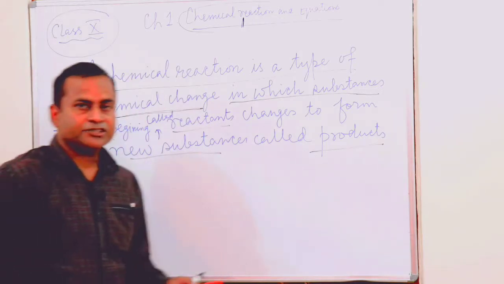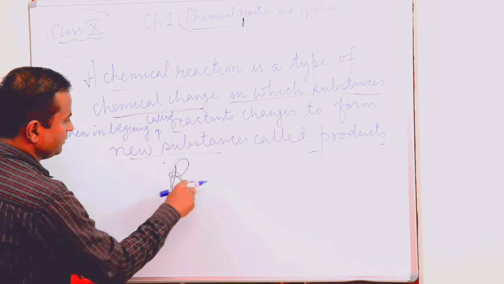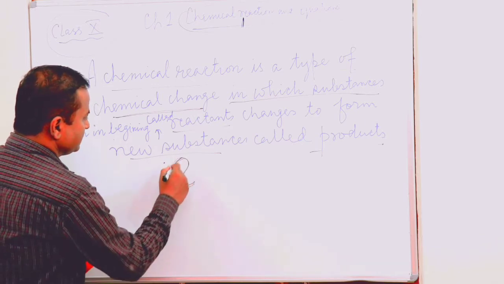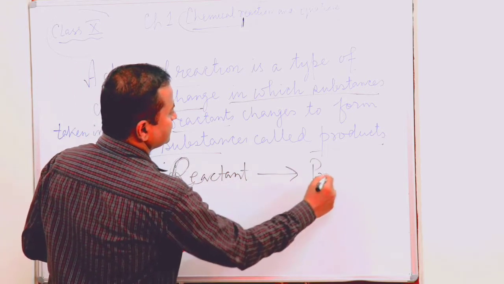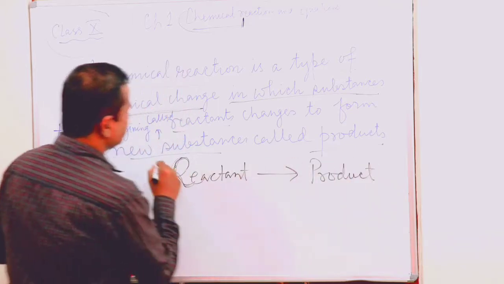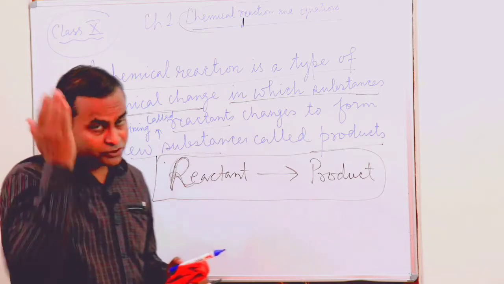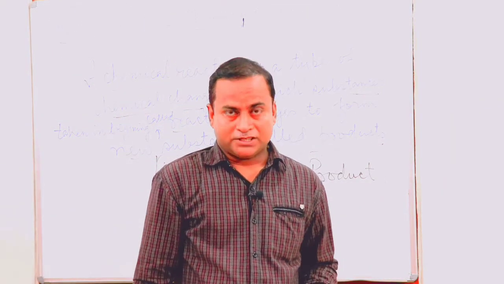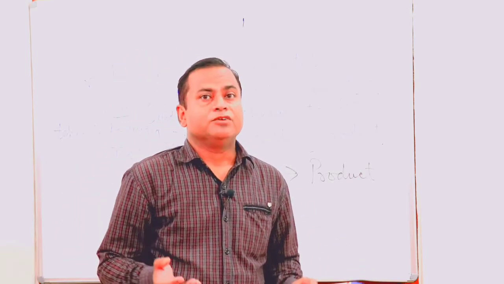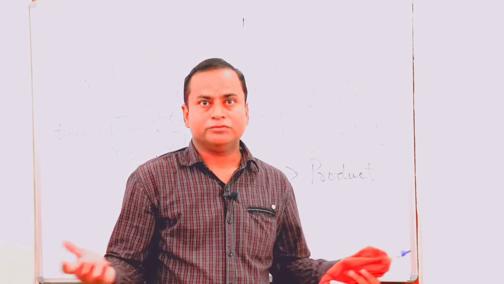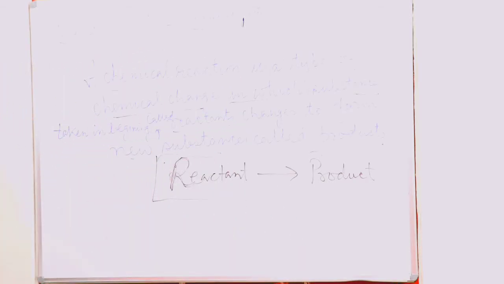That means in a chemical reaction what happens? Always remember, a reactant will always change into product. Okay students, so chemical reaction means conversion of reactants into product. In other ways we can also say that chemical reaction is a type of process in which new substances are formed, or a chemical reaction is a process in which two or more substances react to form new substances. This is another way of defining it. So that is the definition of chemical reaction.